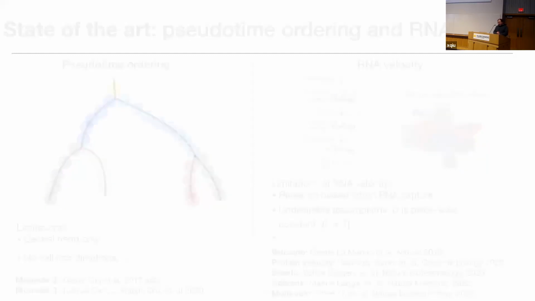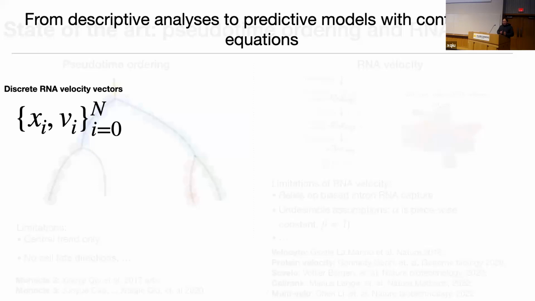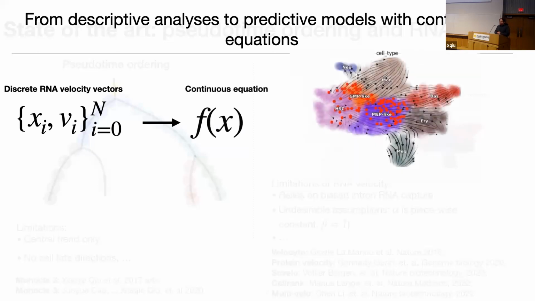Almost 4 years, actually 5 years ago, when I started my postdoc in Jonathan's lab, I wanted to figure out how I could go beyond just discrete and descriptive analysis to more predictive modeling. What I figured out is that, on the one hand, we will need more advanced machine learning approaches. And for this, we will need to go beyond the discrete RNA velocity vectors for many cells to a continuous and also differential equation.